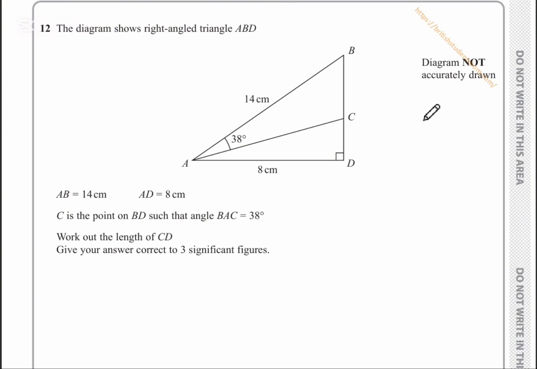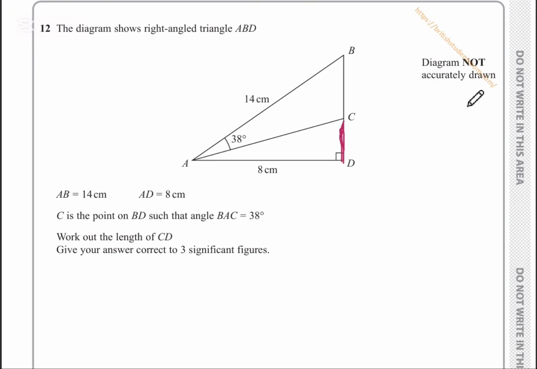Question number 12. The diagram shows a right angle triangle ABD. I have the length AB as 14, length AD as 8. C is the point on BD such that angle BAC is 38. Work out the length CD. I am required to find this particular length here, CD.